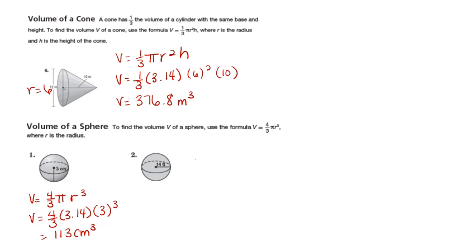And then this one would be 4/3 times 3.14 times r, 14 cubed, which equals 11,488.2 feet cubed. And again, practice putting that in the calculator and make sure you get the same number as me. So now you're going to do 1, 2, 3, and then 1 through 9.